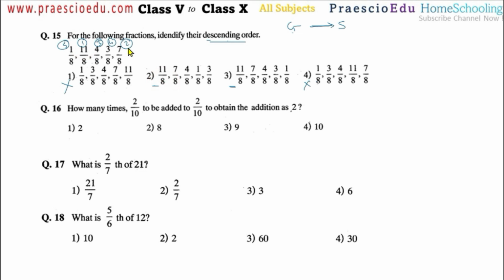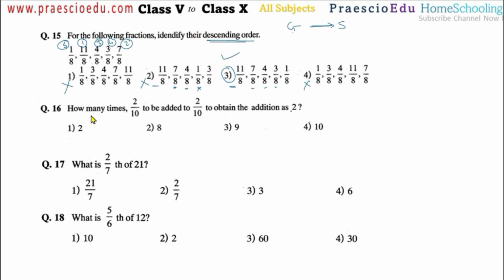After this one, 7 by 8 is given correctly, and here also 7 by 8 is given. After this, the third number, 4 by 8, is given correctly here, and here also. After this, 3 by 8, but here 1 by 8 is given, so this is the wrong one. Here 3 by 8 is correct, so option number 2 is incorrect, and only option number 3 is there. The last one is 1 by 8, and here also 1 by 8, so option number 3 is correct as per the descending order.